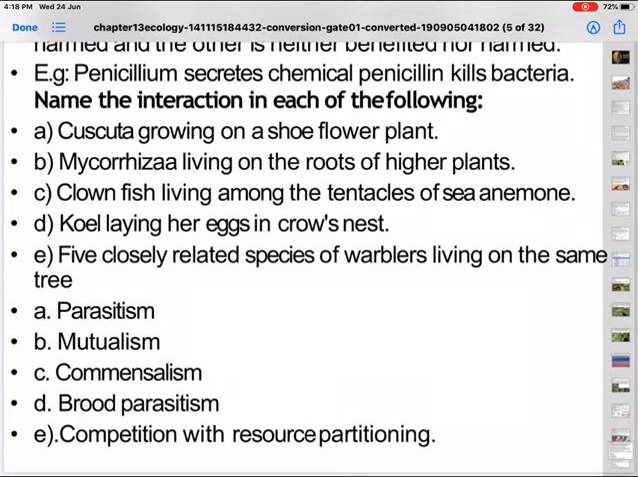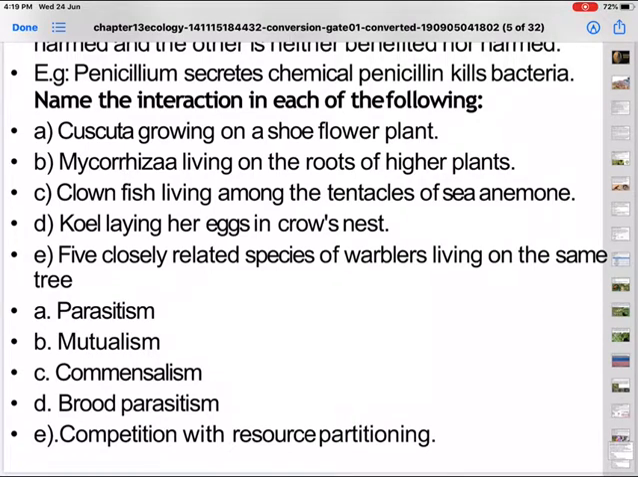And then quail laying her eggs in a crow's nest, that is brood parasitism. What is this brood parasitism? In birds, it's a fascinating example of parasitism in which the parasitic bird lays its eggs in the nest of its host and lets the host incubate them. So here the quail is laying her eggs in the crow's nest, and the crow will incubate the eggs. And this is a new one, brood parasitism.